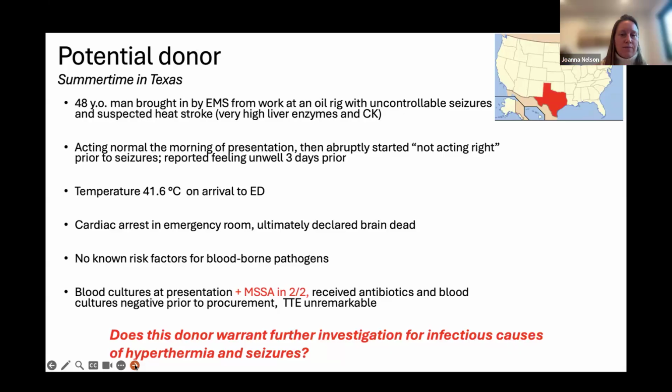Great points. Dr. Pouch, did you have anything else to add? I agree with everything that Dr. Schaenman had said. I think the other thing that stands out to me is that the initial presentation may have been compatible with heat stroke and certainly could have been a contributing factor. But the fact that there's at least a report that he had been feeling unwell for a couple days prior to presentation also raises a bit of a red flag. Yeah, great point.